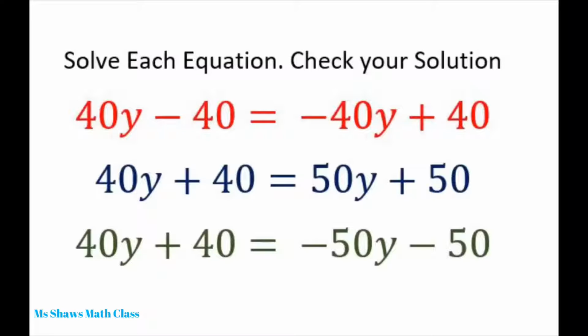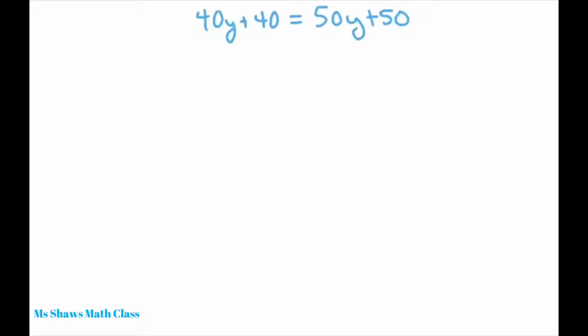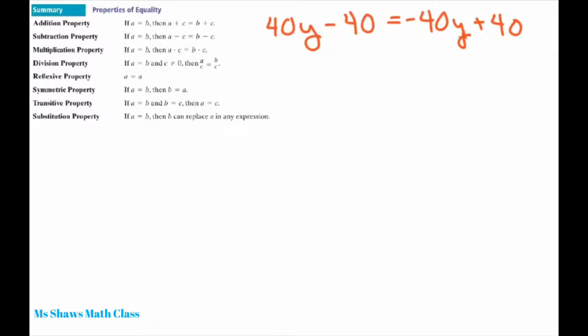We're going to solve each equation based off your properties of equalities and check our solution for these three problems. So, here's our first problem. I'm going to go a little slower on this one. What we want to do is isolate the y to solve for y. So what I'm going to do is use my addition property of equality and add 40 to both sides of the equation.